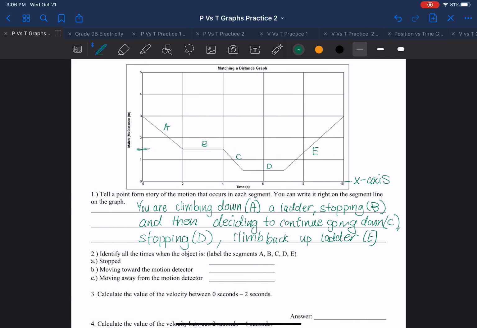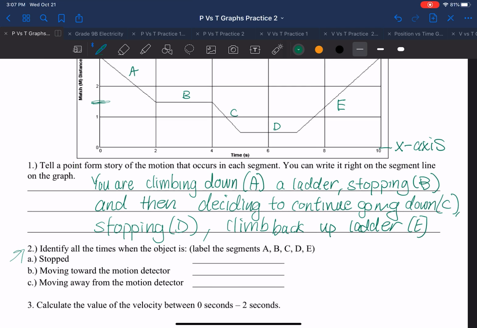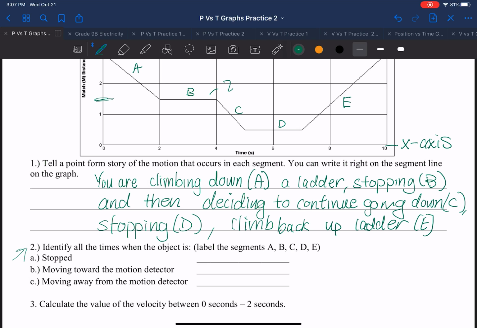So now we're going to work on question 2 here. All the points, you have to label which sections are stopped or moving toward that motion detector. When I say motion detector, I just mean moving towards the x-axis and moving away from the x-axis. So the stop points, we see the flat horizontal lines, meaning that it is zero velocity, and it's stopped at B and D.